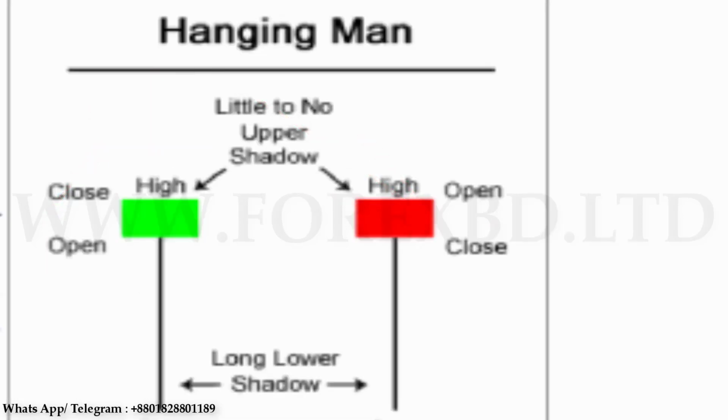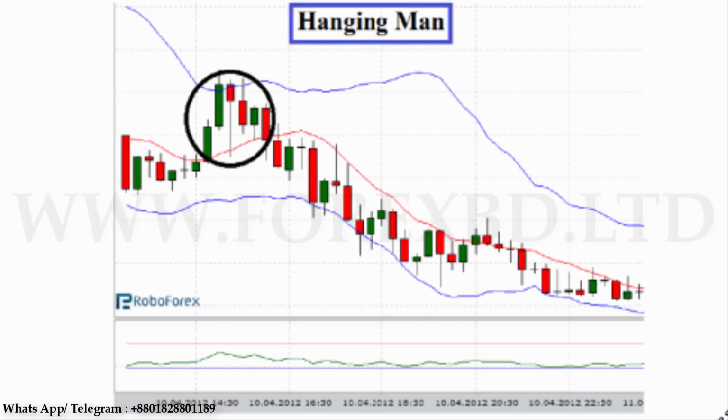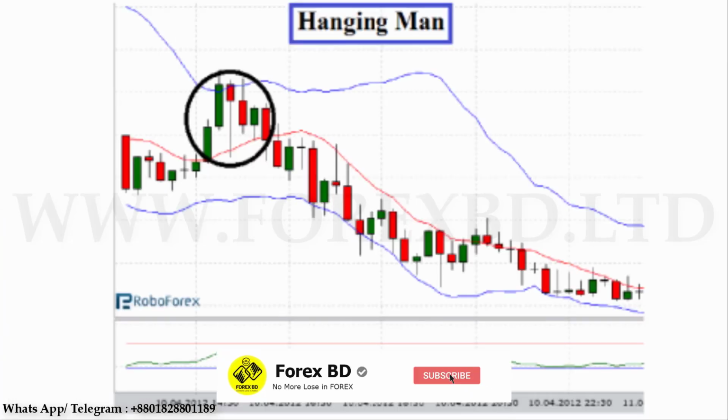This candle looks like a hammer. This candle's features are that open, high and close are the same and it has a long lower shadow. It makes a downtrend reversal signal when it's seen in an uptrend market.